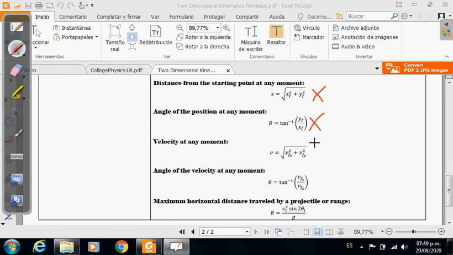Velocity at any moment. Okay, let's take a look. Here we have a vertical velocity and we have a horizontal velocity and a vertical velocity. So this is the formula that we are looking for.